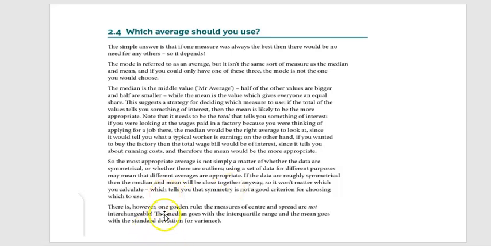There is, however, one golden rule, and you must pay attention to this. The measures of center and spread are not interchangeable. The median goes with the interquartile range, and the mean goes with the standard deviation or the variance. And this rule must be obeyed in all computations.